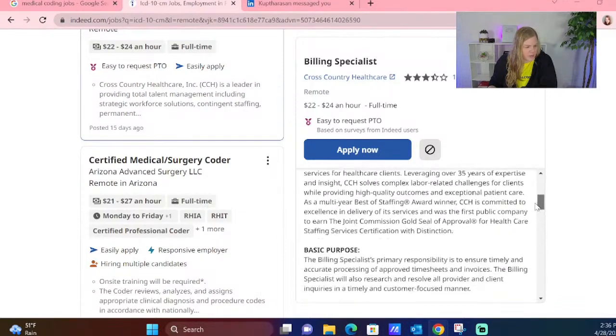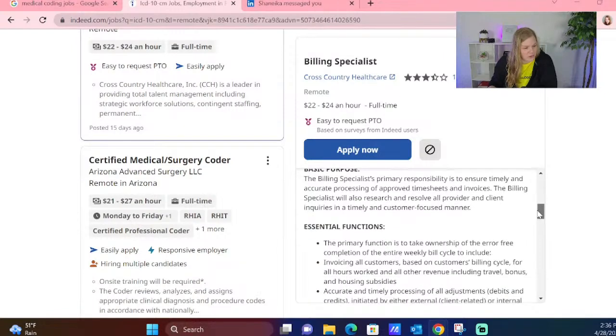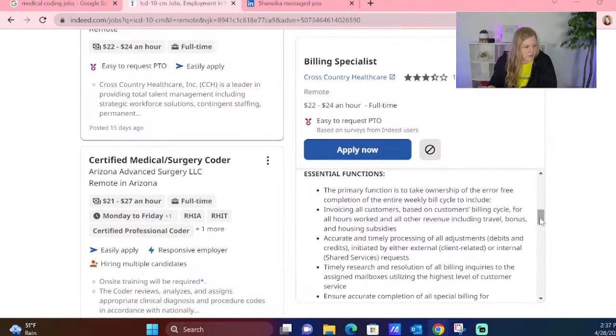So this one, blah blah blah about the company, right? Basic purpose: billing specialist primary responsibility is to ensure timely and accurate processing of approved timesheets and invoices. Timesheets, really? Okay. The billing specialist will also research and resolve all provider and client inquiries in a timely and customer focused manner. Now, this is telling me, ooh, I wonder if this is something, it's saying provider and client inquiries. I wonder if that means client patients, or I wonder if that means client insurance representatives, because that could be something I don't want to do if I don't want to have to deal with angry patient phone calls, right? So we might have to read this a little carefully.